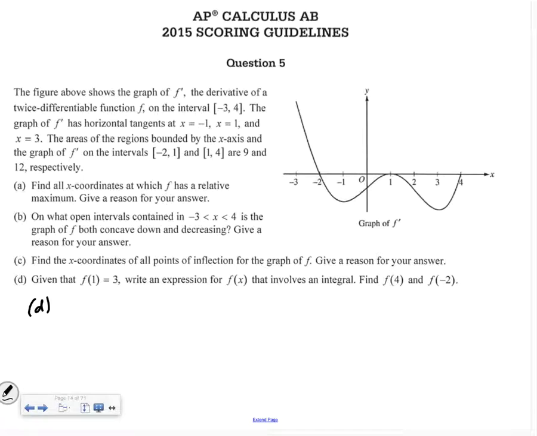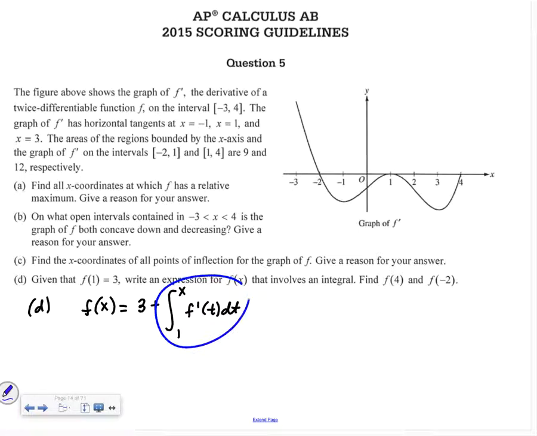All right, so if I'm trying to write an expression that involves an integral, and I know f of 1 is equal to 3, then what I would do is I would say, well, f of x is going to be your starting position, which is 3, plus how much you gain from 1 to that certain x value using your f prime of t graph. Okay, it's the fundamental theorem of calculus. It looks a little funny, right?